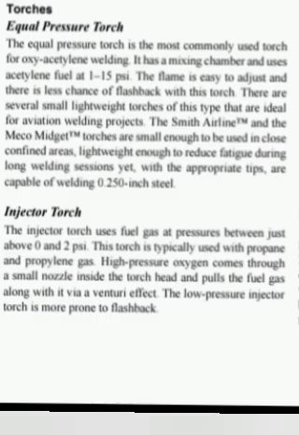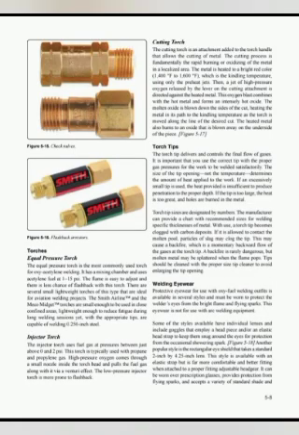Injector torch. The injector torch uses fuel gas at pressures between just above 0 and 2 psi. This torch is typically used with propane and propylene gas. High pressure oxygen comes through a small nozzle inside the torch head and pulls the fuel gas along via a Venturi effect. The low pressure injector torch is more prone to flashback.